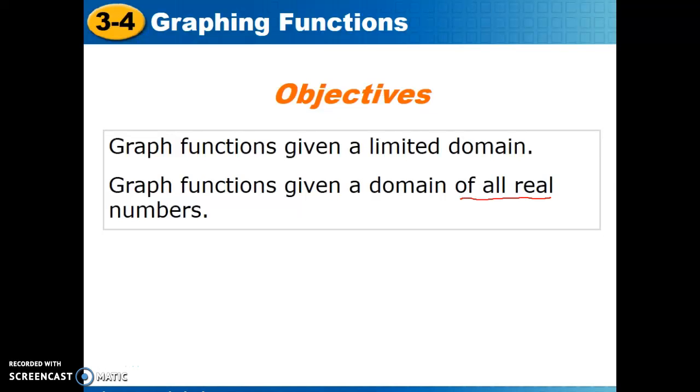Hi, today we're looking at lesson 3-4, graphing functions. We've had conversation about what a function is based on an equation, a table, and a graph. So y equals 3x plus 2. We recognize this to be in slope-intercept form.